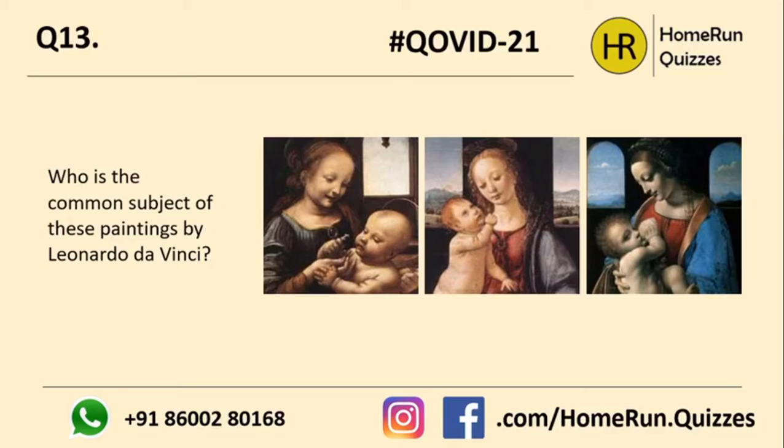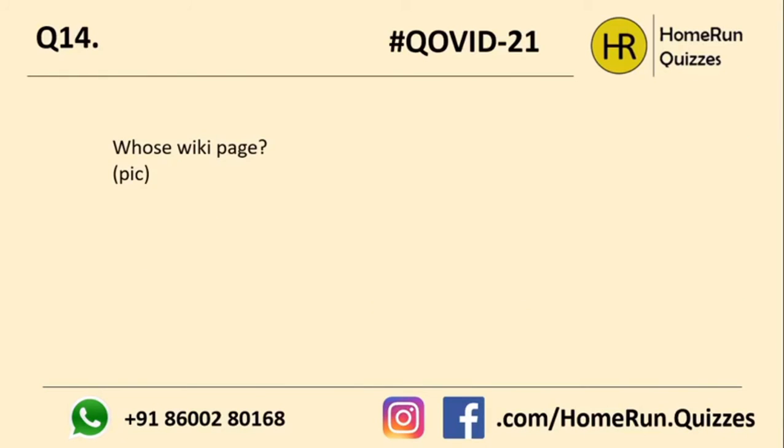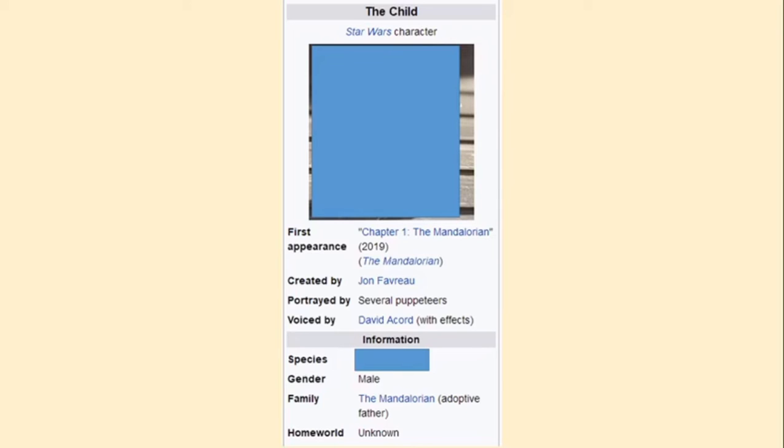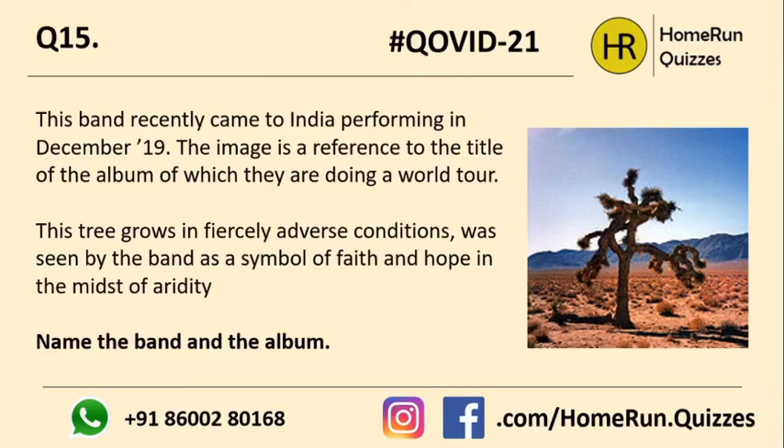That's question 13. Question 14. So whose Wikipedia page is this? It reads a Star Wars character, first appearance chapter 1 of The Mandalorian, created by Jon Favreau, portrayed by several puppeteers, voiced by David Acord with effects. Under species it says something. Gender is male, family is the Mandalorian, and homeworld is unknown. Okay, so whom are we talking about here from Star Wars? What character is this?